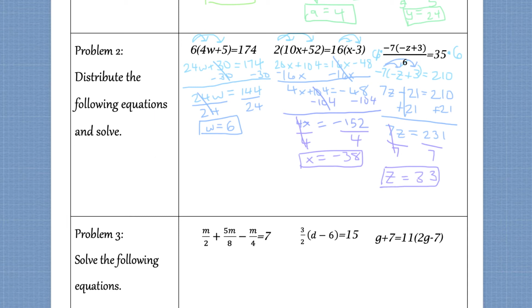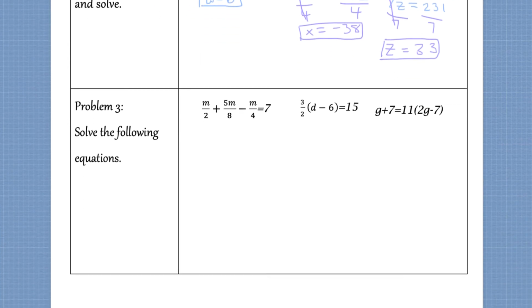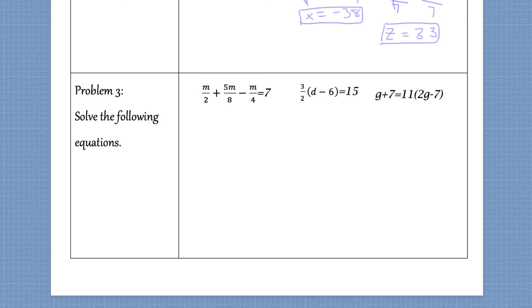Let's move on to the next problem. Problem number 3 says to solve the following equations. And so let's look at the first one over here. This one is also a little weird because all of the m terms on the left side have fractions underneath them. So they have 2, 8, and 4.